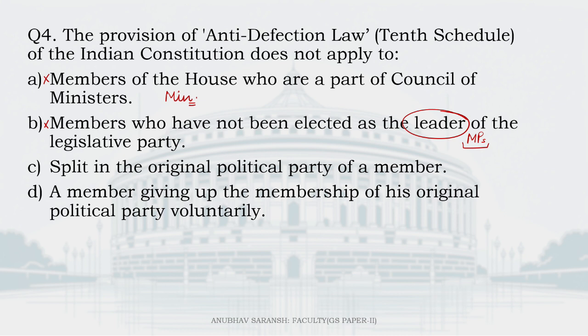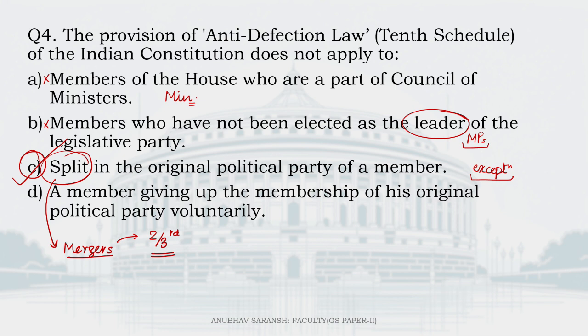C, split in the original political party. Now anti-defection law, the 10th schedule, does not apply to splits. It used to, but now splits are not recognized by ADL. We only recognize mergers. And if a political party merges with some other political party, and this merger should mean at least 2/3 of its members, the legislators merge, only then will they not be disqualified. So it is basically an exception, right? So ADL does not apply on splits. The exception part does not apply on splits. So C is the right answer.